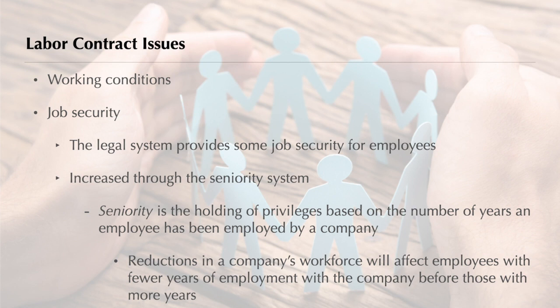As she negotiates the contract, Cara focuses on the need for the new company to provide job security. The legal system provides some job security for workers. For example, the law prohibits an employer from firing an employee because of race, sex, religion, age, or union activity. Union negotiators typically seek contracts that give greater job security through the seniority system. Seniority is the holding of privileges based on the number of years a worker has been employed by a firm.